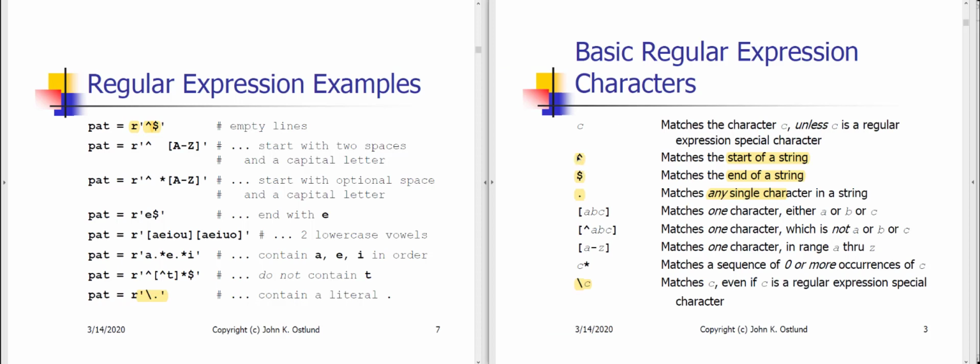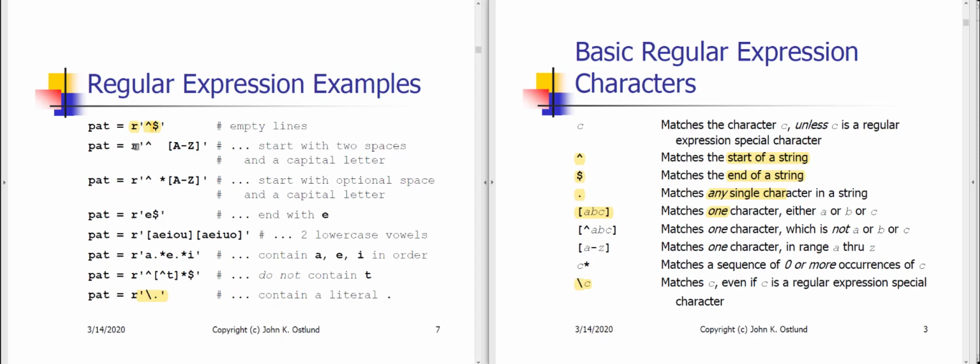So caret matches the beginning of the line, dollar matches the end of the line, dot matches any one character, and we can use the backslash if we need to or want to turn off the special meaning of any one of these characters and other regular expression characters as well. Now, square brackets mean to match one character from a set or from a range.